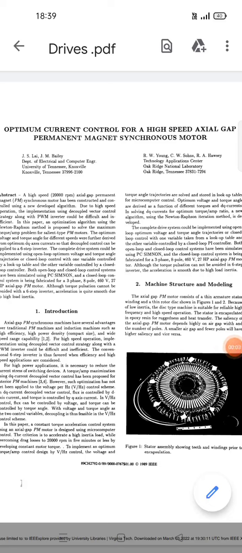Today I am going to explain my subject, which is drives, and my topic is about optimum current control for high speed axial gap permanent magnet synchronous motor.